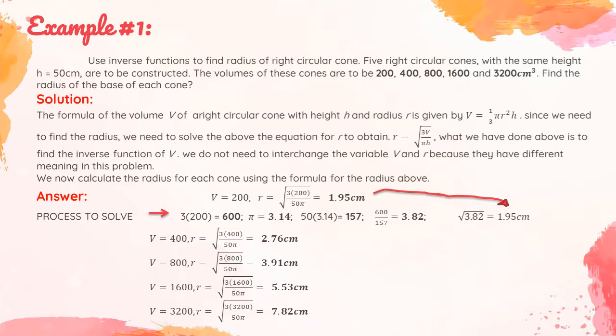So now, we have 5 values or answers for radius. So first answer is 1.95 centimeters. Second, 2.76 centimeter. Next, 3.91 centimeter, 5.53 centimeter, and 7.82 centimeter using our volume. Okay, next.